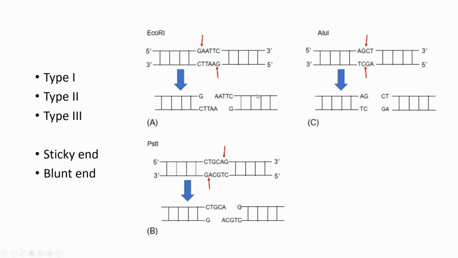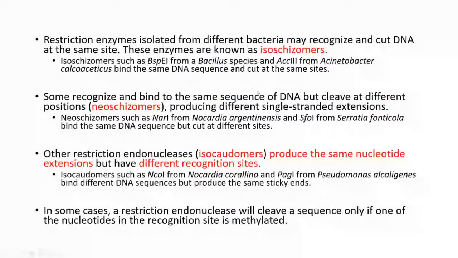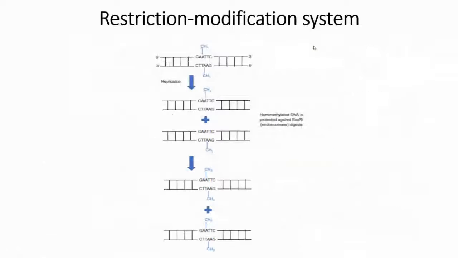Okay, that's restriction enzyme. Restriction enzymes isolated from different bacteria that recognize and cut DNA at the same site, we call isoschizomers. Isoschizomers from different bacteria recognize the same DNA sequence.